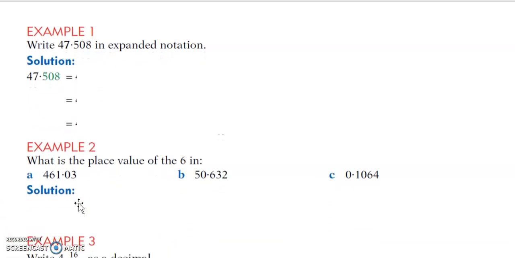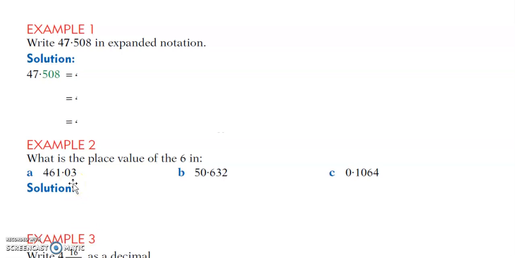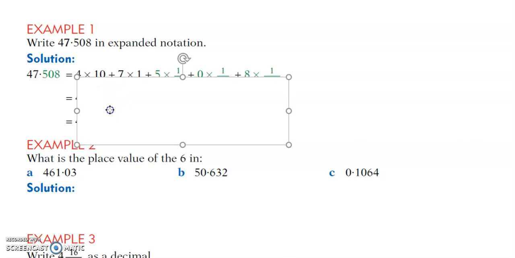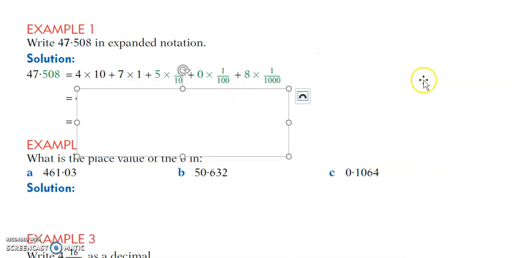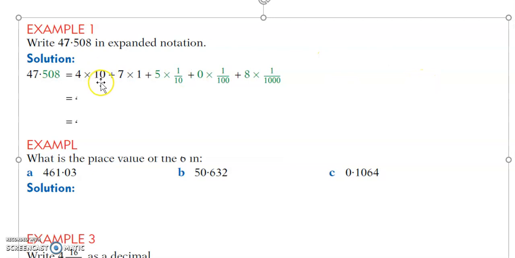So let's have a look at a few examples together. In this question, I'm asked to write an expanded notation. So in my first bit, my 47.508, I can write this like this. I can write it as 4 times 10 for the 40, plus 7 times 1 for the 7, plus then everything to the right in the green becomes multiplied by fractions out of 10, powers of 10. So 5 times 1/10 plus 0 times 1/100th plus 8 times 1/1000th.